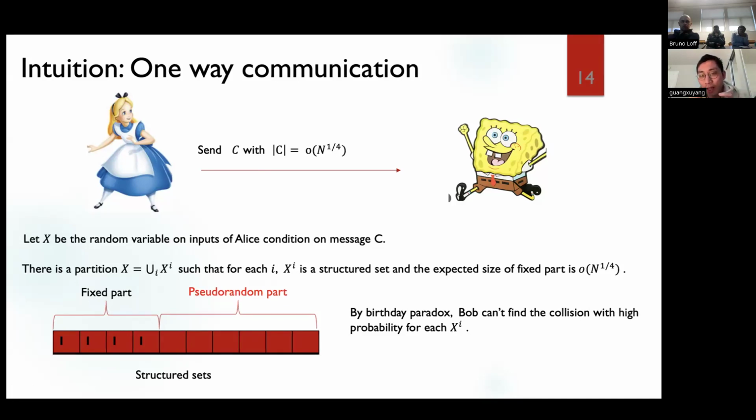Maybe not for each xi. That is, the fixed part will be fixed, and the pseudo-random part will have near maximal entropy or something like this. Yeah, the pseudo-random part with high min-entropy. That means you can't find the condition in this part.